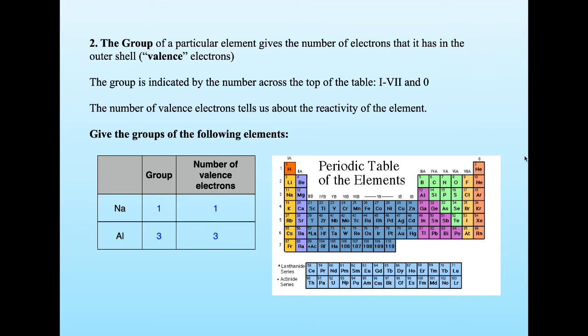Aluminium's in group 3, so it's got 3 electrons in the outer shell. Oxygen's in group 6, 6 electrons in the outer shell. Argon is in group 0, so it's got 8 electrons in the outer shell.